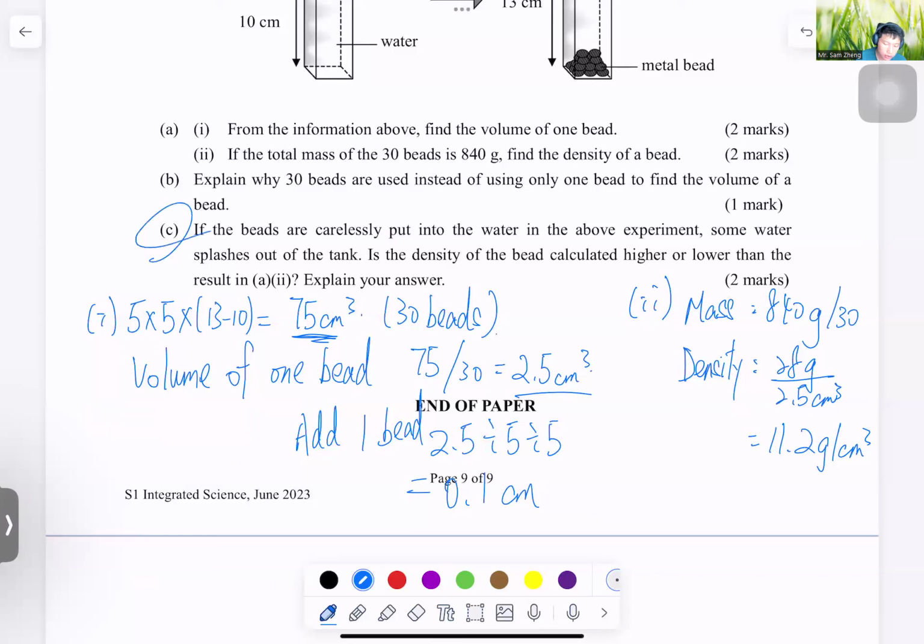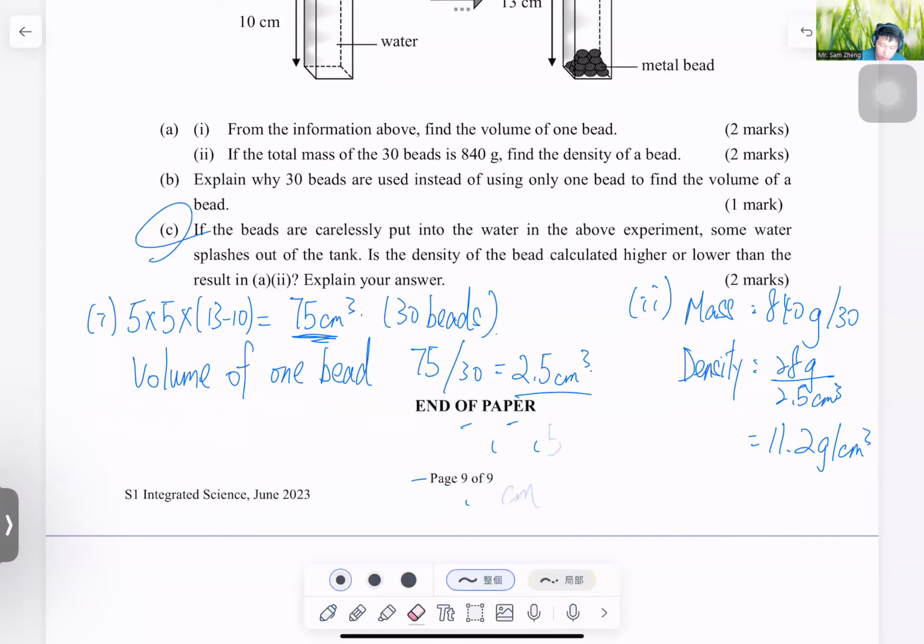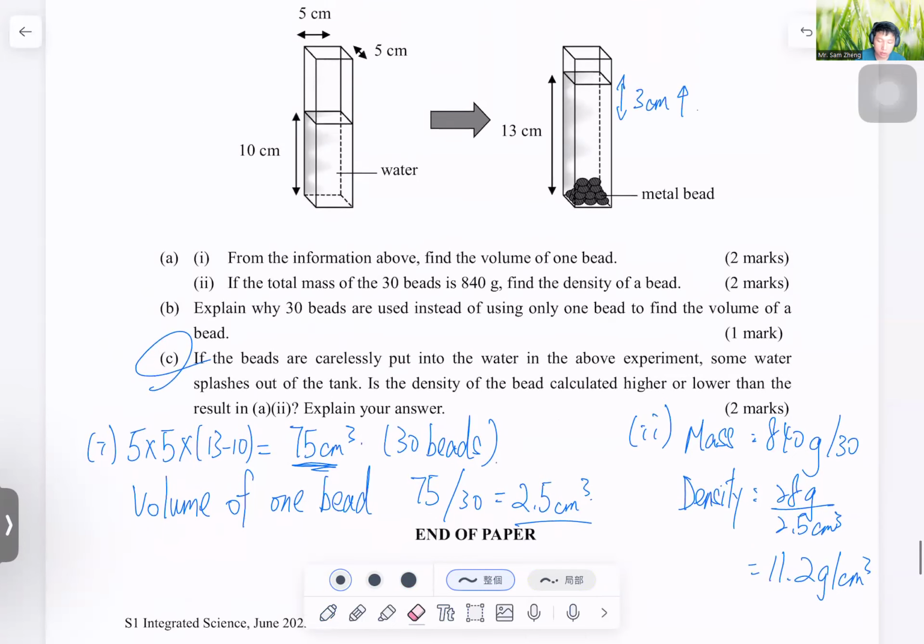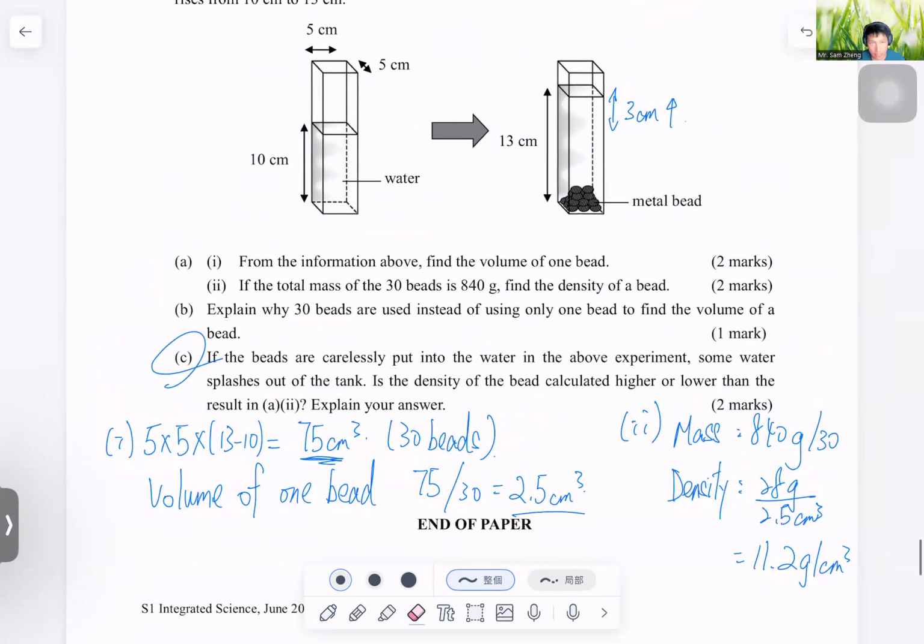Then C, in fact, it is quite difficult. What does this mean? This means that if the beads are carelessly put into the water in the above experiment, what does this mean? We try to set up again. Then the beads are carelessly put into the water tank, and the water will be splashed out from the tank. So in this case, will the density be calculated higher or lower? Maybe let us think about the volume.